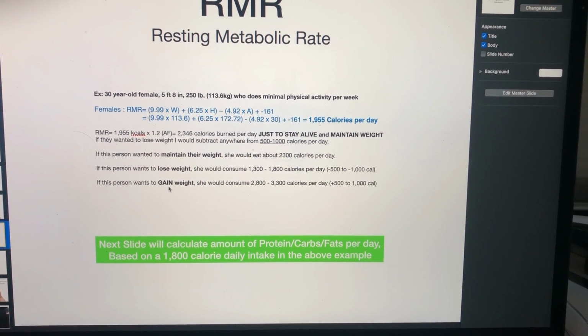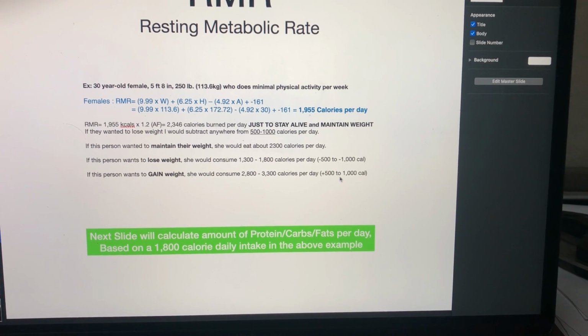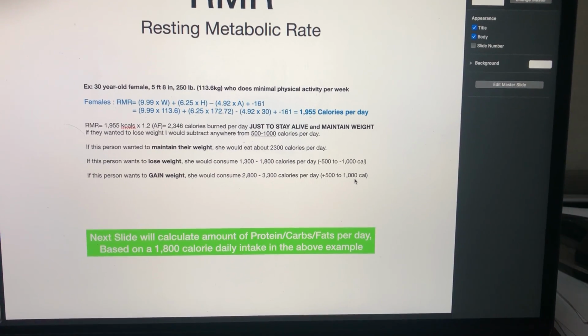Now, if they want to gain weight, then we add anywhere between 500 to 1,000 calories, in some cases even more.